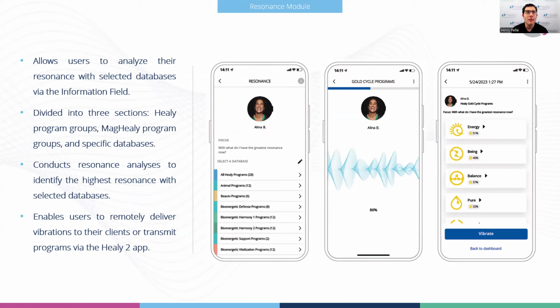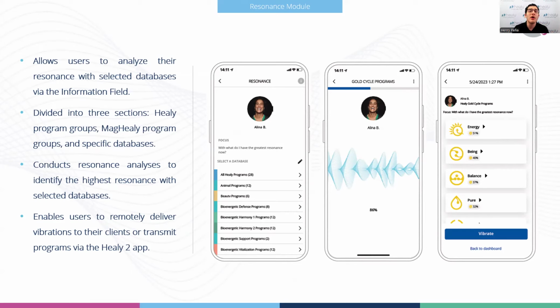One of the main applications that it has is to determine what program resonates with you the most. So let's say that you're someone who is using the Healy and you're like, you know what, I'm not really sure what to run, what program would help me. This is where this app can really come in handy, right? Because it will do that analysis of the information field, and then based on that analysis, you will be getting program recommendations.